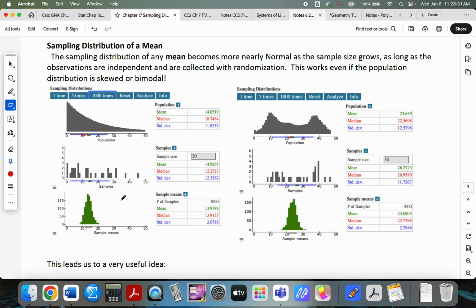And how many samples of 30 did you do? 1,000. Oh, okay. That's in this next one. We did samples of size 30, and we did that 1,000 times. And you found the mean of each of those? We took the mean of each sample, and now we've plotted those means as a histogram.